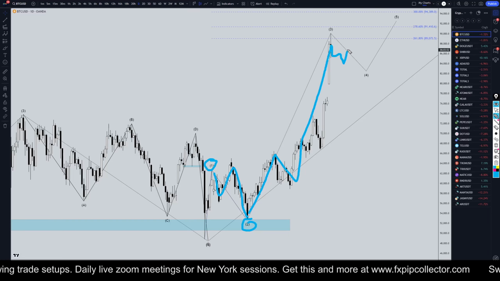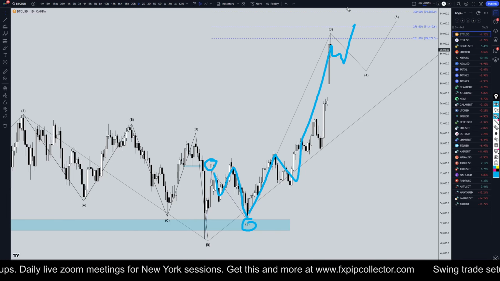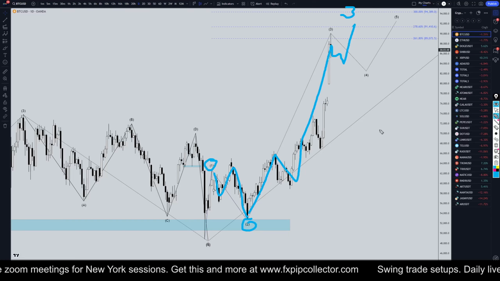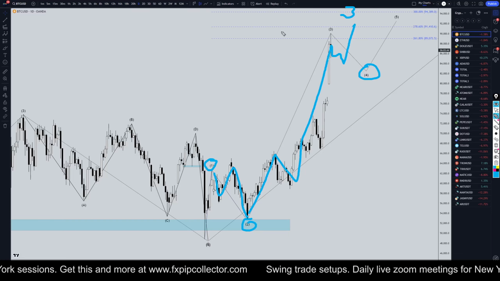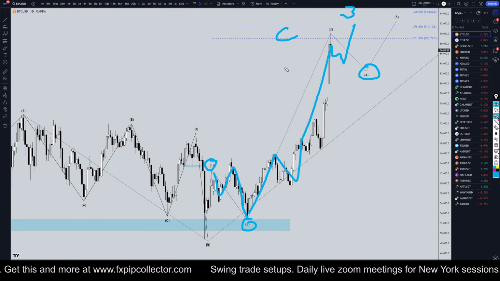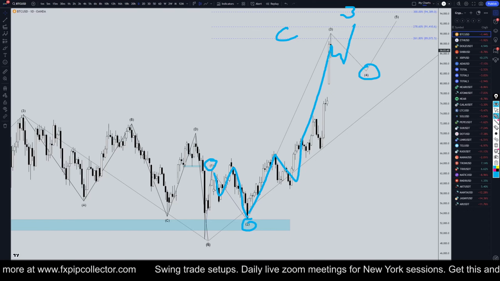It may have to make a wave 4 and then another push up for a wave 5 just to finish the wave 3 before it makes a bigger wave 4 and a bigger wave 5. So even if this really is a wave C on the very high time frames, I really don't think that it's even close to being over.